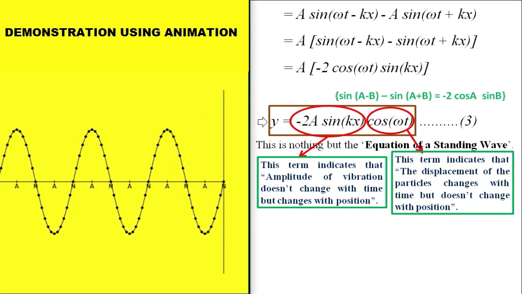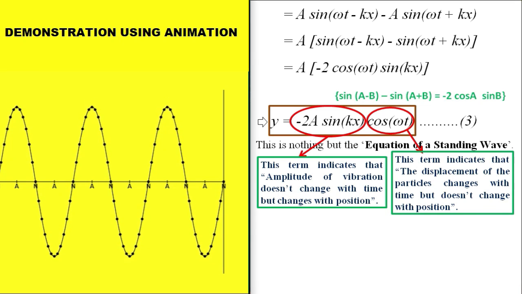Now let us see what is written here. Here I have written that the amplitude of vibration changes with position. Means different particles have different amplitudes, but it does not change with time. Means every time this particle will come here and go there, but this particle can never achieve that height. This particle will always vibrate here. So the amplitudes of different particles are different, but that does not change with time.